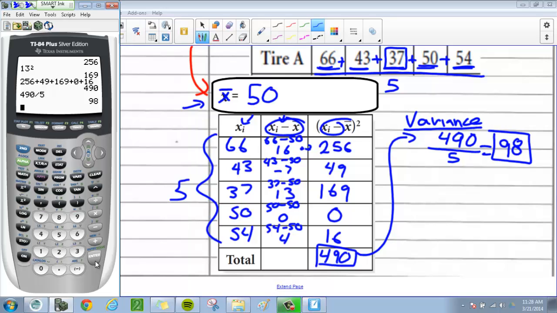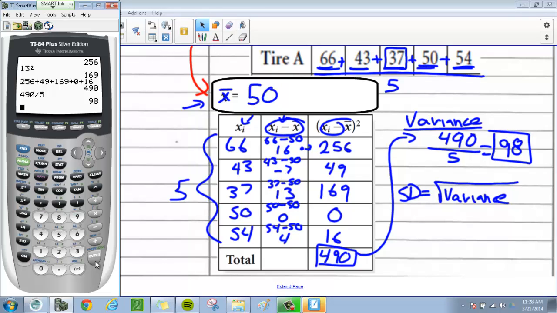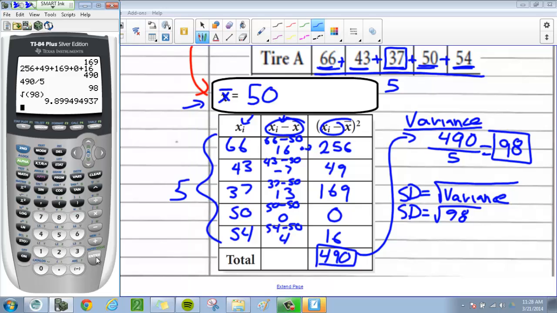Now how do you find the standard deviation? The standard deviation is equal to the square root of the variance. So we just have to take the square root of 98. So standard deviation is equal to the square root of 98. Square root of 98, we got 9.899. Standard deviation is equal to 9.899.